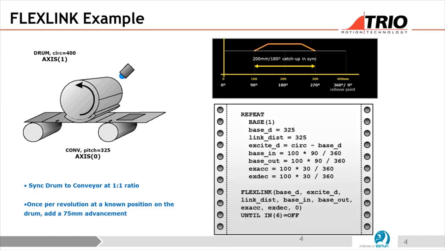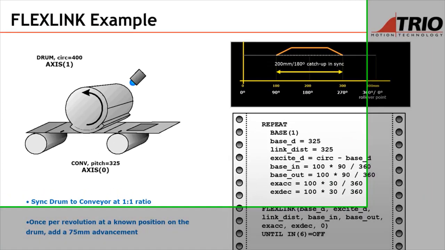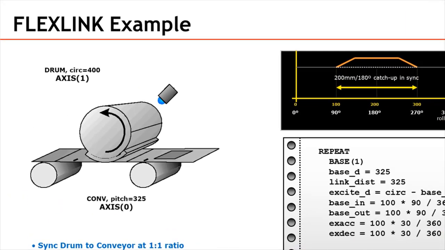And the program is fairly simple. You set up all of those parameters and then you run the FLEXLINK. So I'll probably just need to walk you through the parameters a little bit. So the first one, base distance, that's 325. That is the distance of the actual print we want, as is the link distance. So base distance and link distance are the same, 325. That's our print pitch. Then the excitation distance, which is the extra bit over the top there, that is simply the circumference minus the base distance.